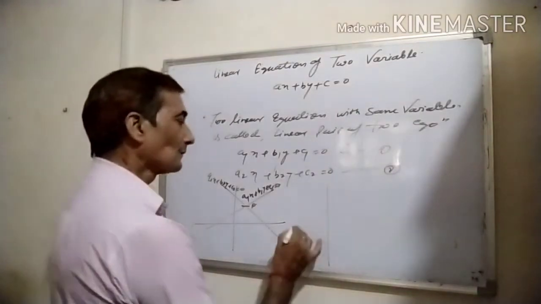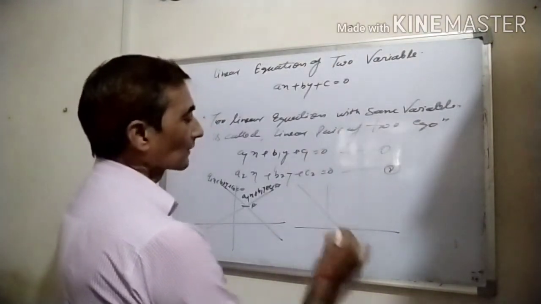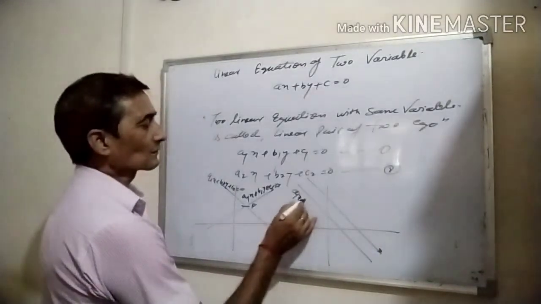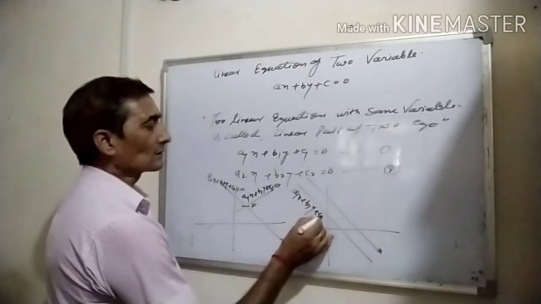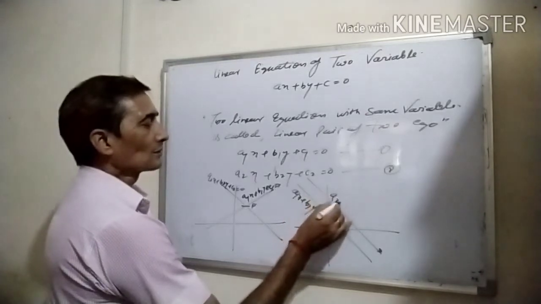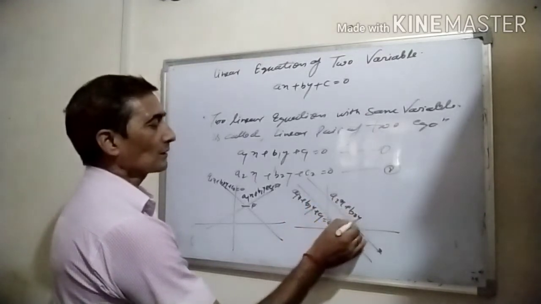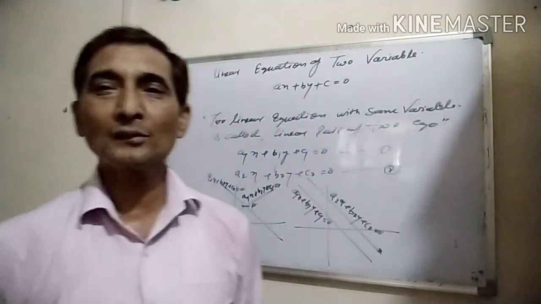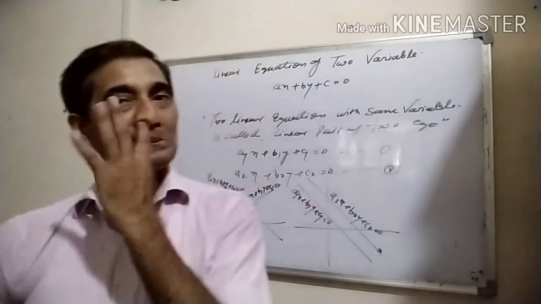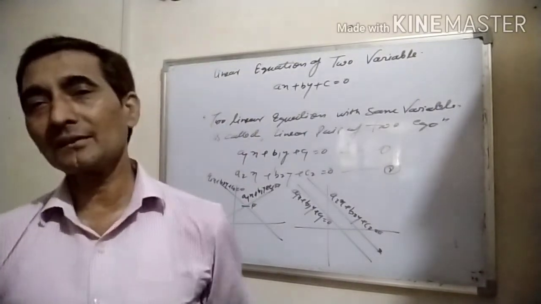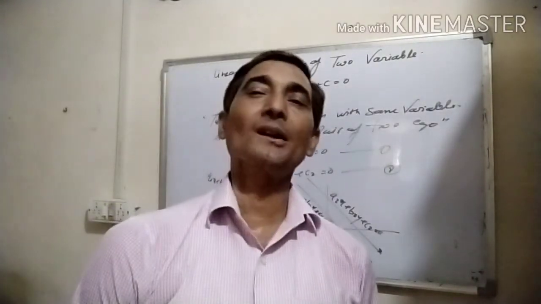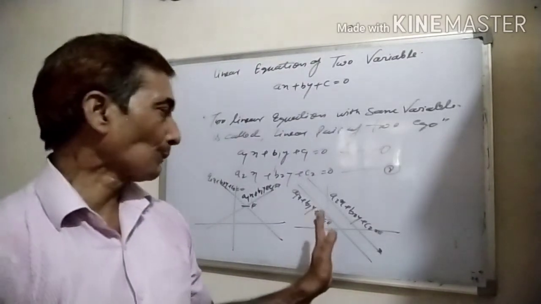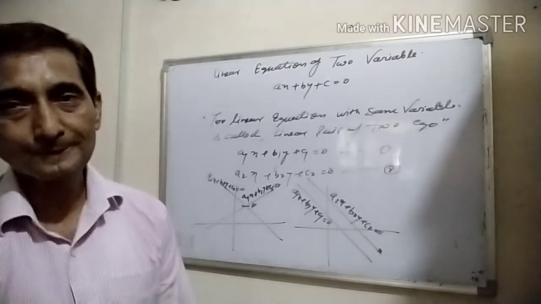Second is they are parallel. Suppose that this is a1x plus b1y plus c1 equal to 0, a2x plus b2y plus c2 equal to 0. In that condition, there is no solution because they do not intersect with each other at any point. So there is no solution of this type of linear equation.